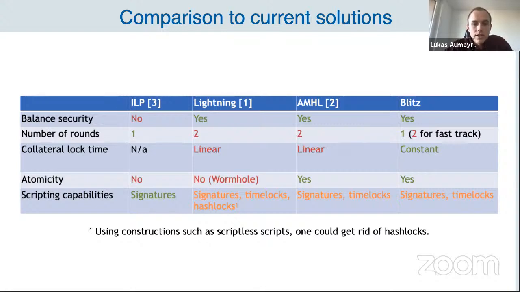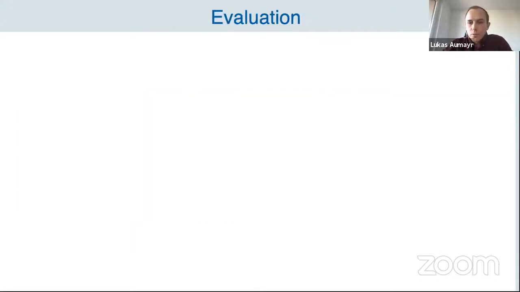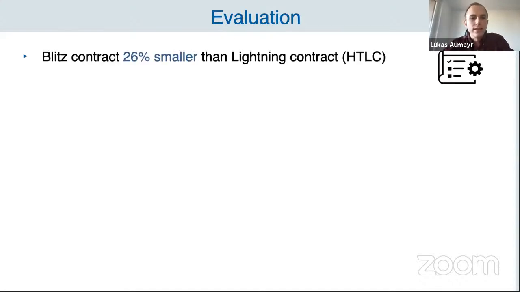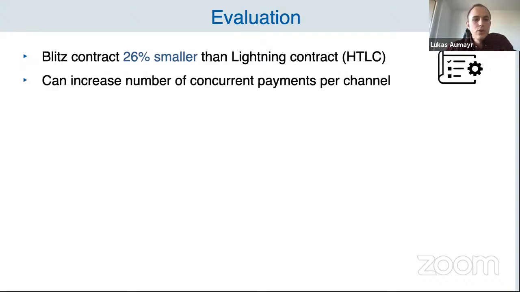And finally, our construction achieves the balance security. It has this 1 round constant collateral and is also secure against the wormhole attack. So now for the evaluation. We actually did 2 kinds of evaluations. In the first one, we created the necessary transactions for the Blitz payments. And we actually noticed that the contracts used in Blitz are 26% smaller than the Lightning contracts or the HTLCs. And this can lead to an increased number of concurrent payments per channel.